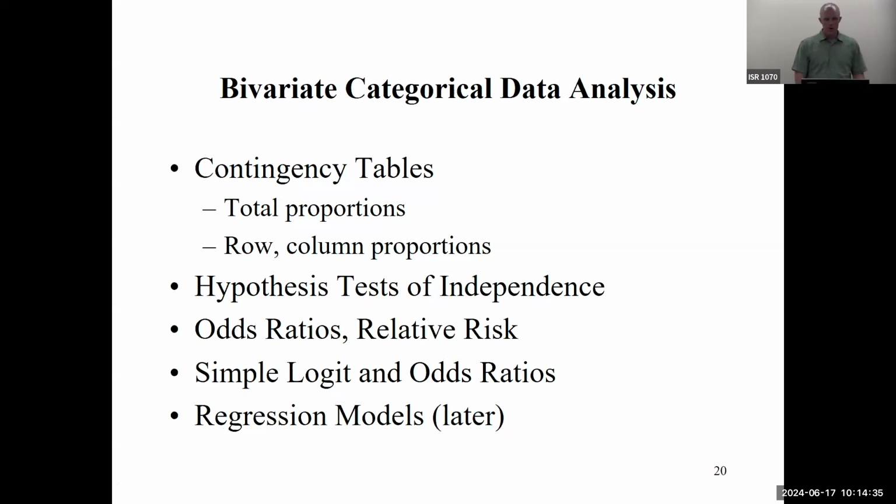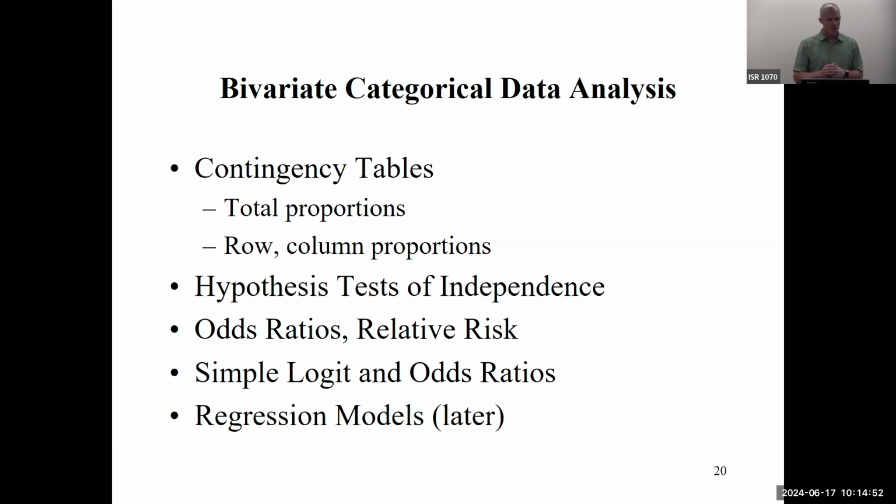All right, so we left off talking about univariate analysis. Now we're going to shift gears and talk about bivariate analysis, where the goal is to talk about associations between two categorical variables rather than just describing distributions on a single variable.